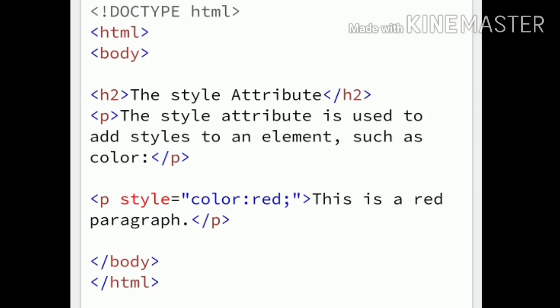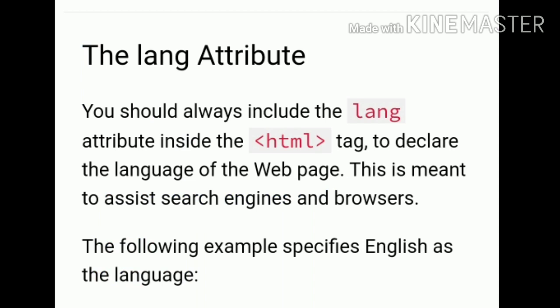In the previous color example you can use it in the paragraph, but in the language attribute, you should always include the lang attribute inside the HTML tag to declare the language of the web page. This is meant to assist search engines and browsers. You can consider an example program, and you can write that program depending on that.